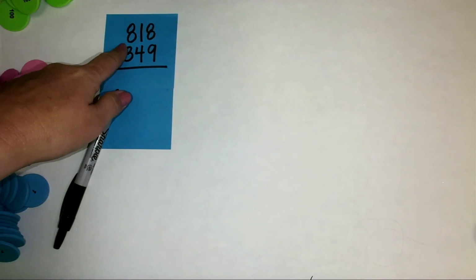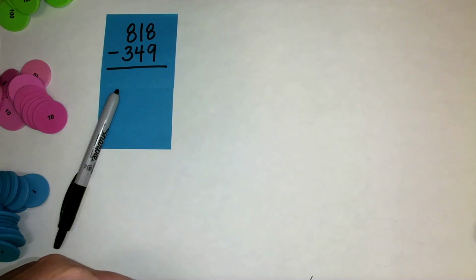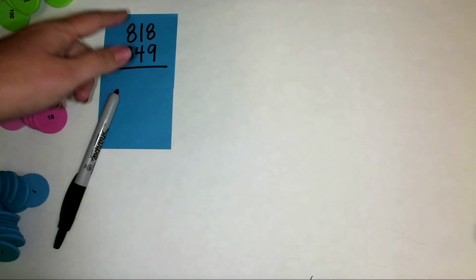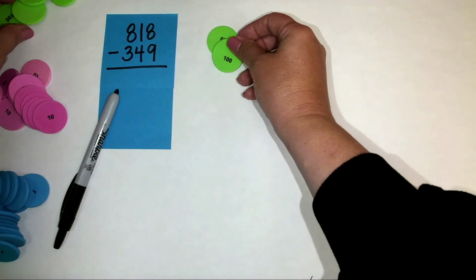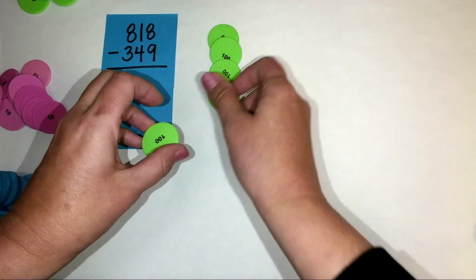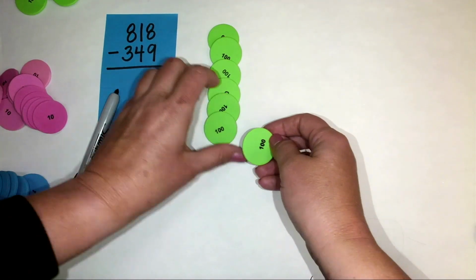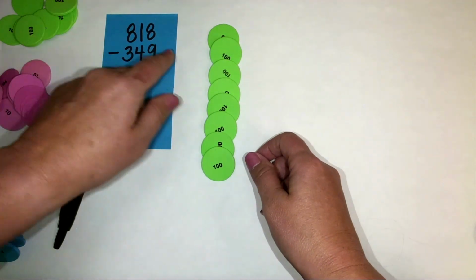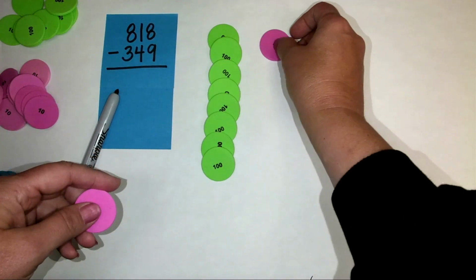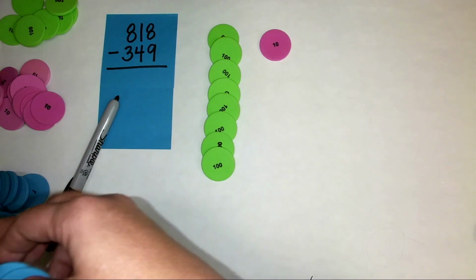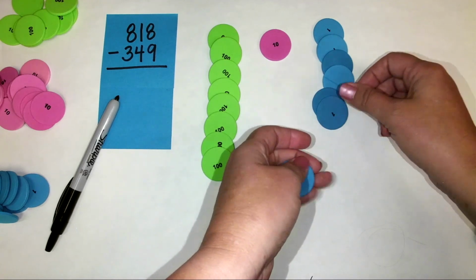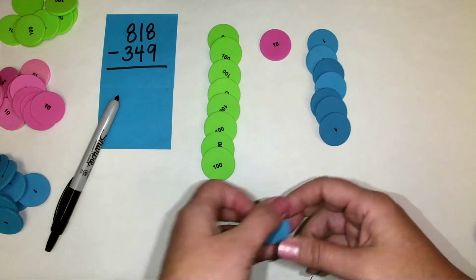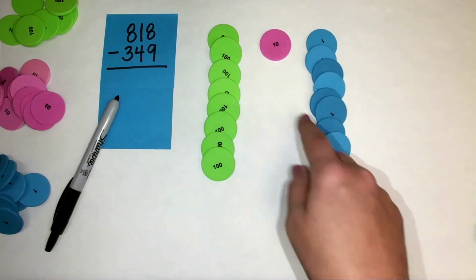So here's our problem, 818 minus 349. I'm first going to show the top number, which is technically called the minuend. So we're going to show this minuend with our base 10 blocks. My minuend has 8 hundreds, so I'll go ahead and get those out. 1, 2, 3, 4, 5, 6, 7, 8. So here I have 8 hundreds. My minuend has 1 ten, and my minuend has 8 ones. 1, 2, 3, 4, 5, 6, 7, and 8. All right, so I've shown 818.